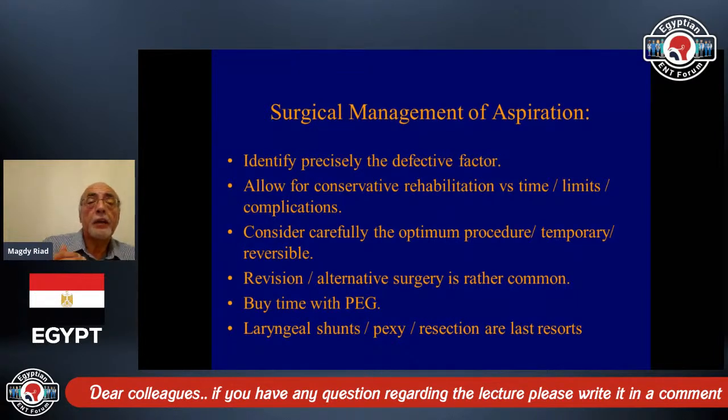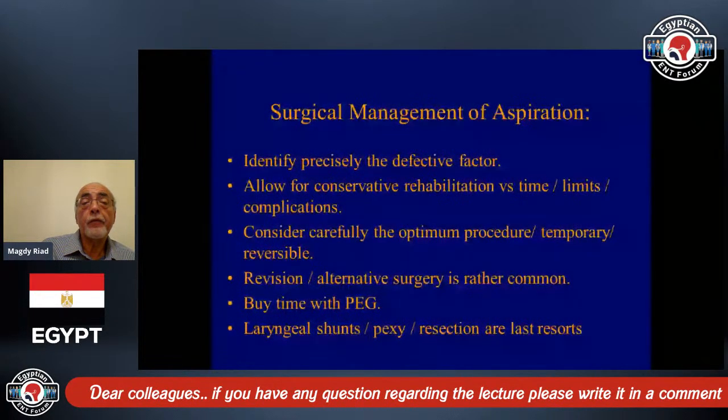If you have not identified precisely what is wrong, then you cannot go much further. You would need to have this very clear. What is wrong? Is it the laryngeal closure, the floor of the mouth movement, the base of the tongue? One single or two or three, but very specific causes for the problem. And you would try first all the conservative rehabilitation, but of course you would have to weigh this against the time and the limits, because if the patient is aspirating heavily, you don't have much time to try other things. You may have to intervene earlier.